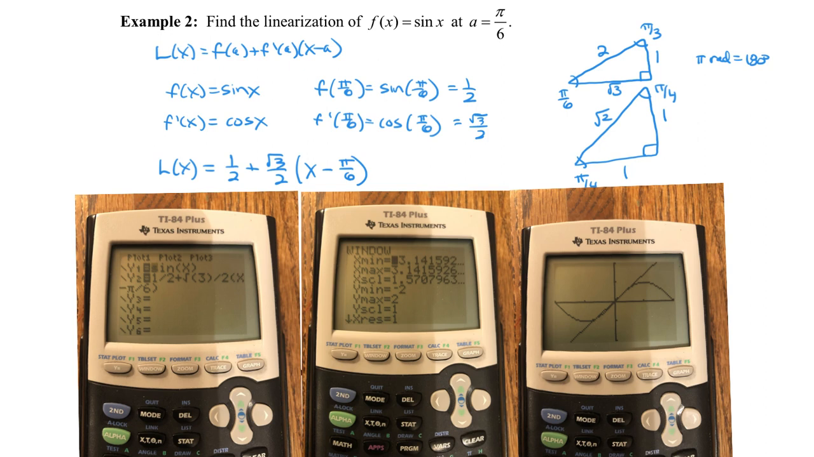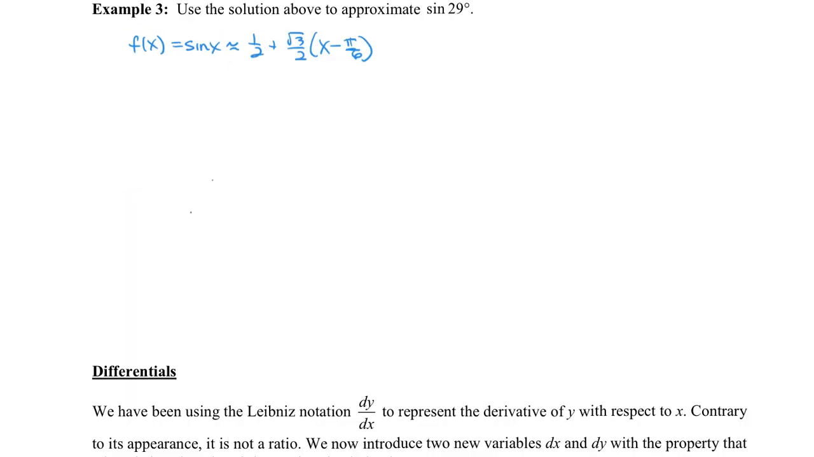Okay, so let's go ahead and look at the next part, where we actually use this to approximate sine at 29 degrees. All right, so I just copied down what we got before. This is the function, right? We linearized the sine function. We got this. So basically we're saying the sine function is approximately equal to this, right? Up there we said L of x equals this, L of x meaning the straight line that is close to the sine function. So it's just another way of saying the same thing.